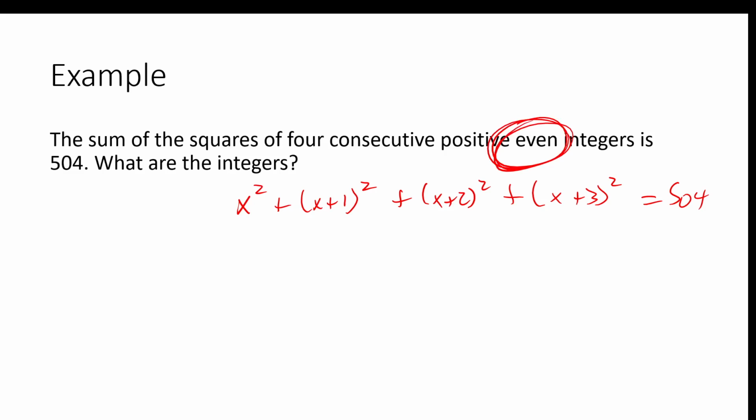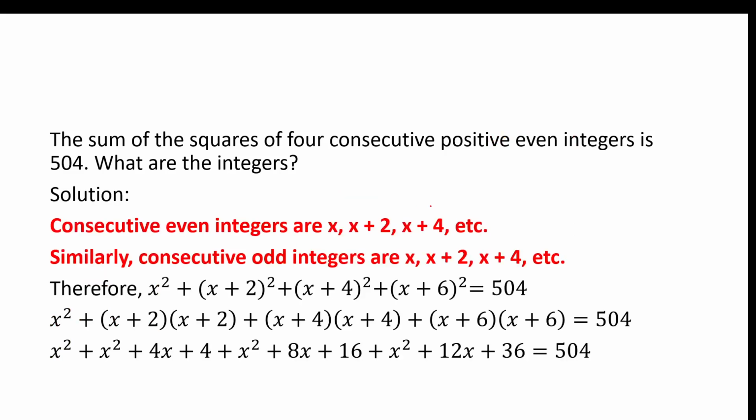Think about even numbers. We go 2, then we go 4, then we go 6, then we go 8. In order to have consecutive even integers, we must be adding 2 each time. So if we start with x, the next one's x plus 2, then the next one's x plus 4, and the next one's x plus 6. So we're actually going to want to change this because of that circled word even. We're going to want to change it to look like this. That'll be our initial line of our solution. Okay?